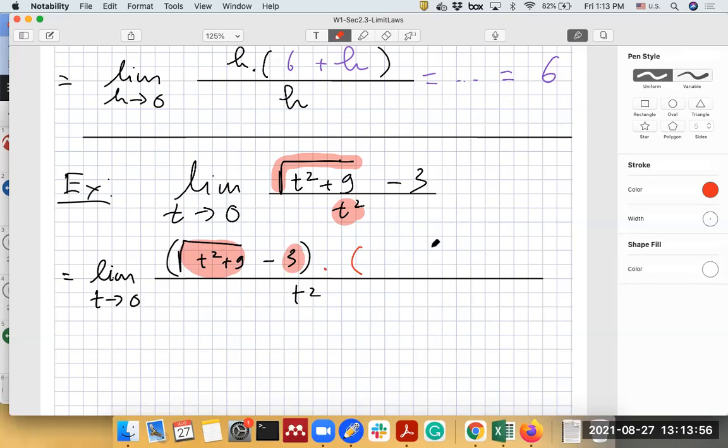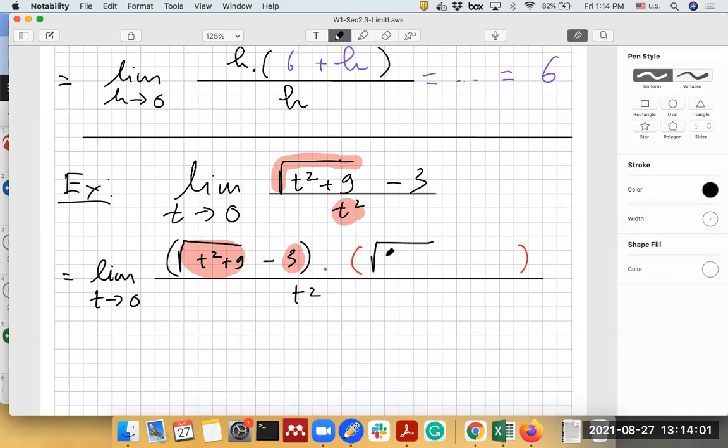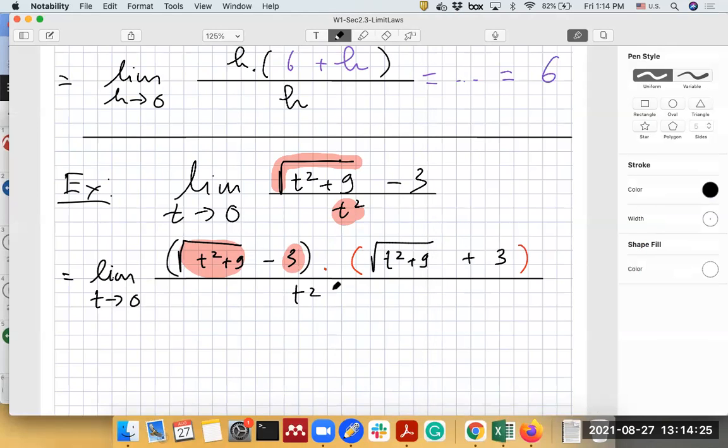with what? With this guy plus something, right? Then we can use this formula. We do it in the reverse way. Is that okay? Good. Good job. So we somehow multiply with this guy.